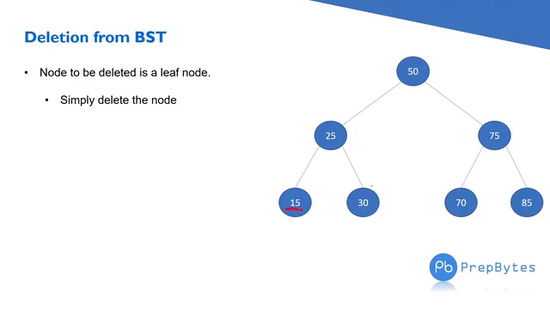Simple, it's very simple. So for the first step, check whether the root is null or not. No, it is not. Then the second step is very simple. Check whether it is less than, greater than, or equal to. There are three conditions.